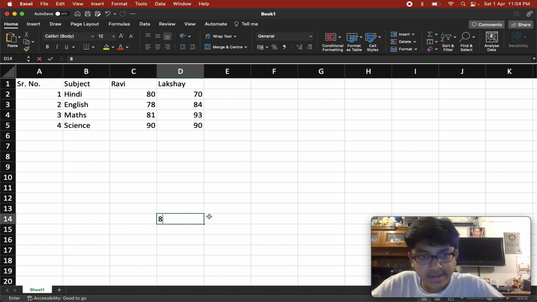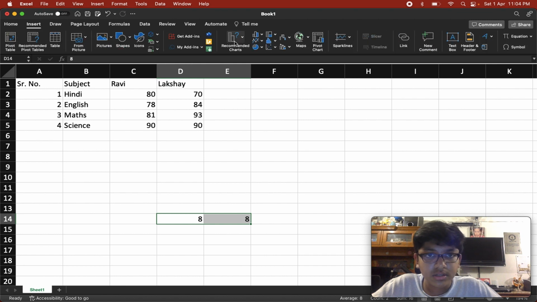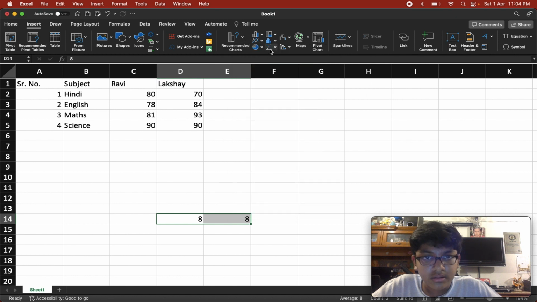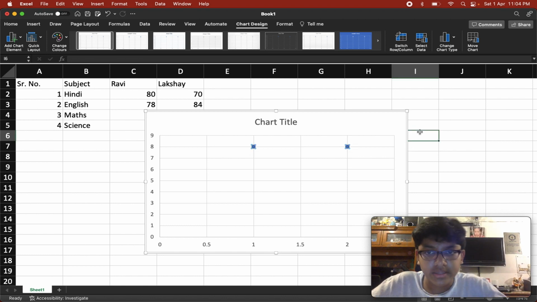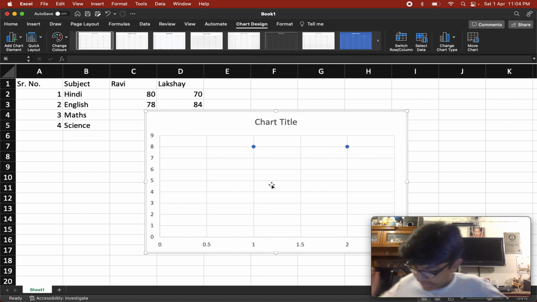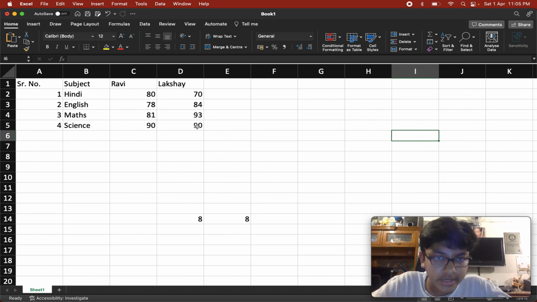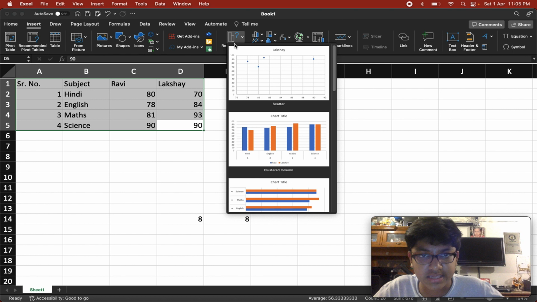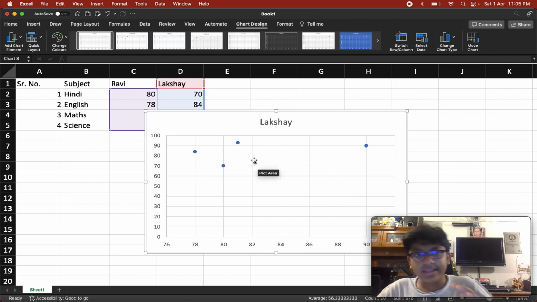If I say 8, 8, and if I select this, insert, recommended chart, and where is it? What is happening? All right, let's read first. The x and y axis are used to represent the data plots on the chart. Alright, let's just use this data only right now. I don't think that this scatter chart is the same as the scatter chart I'm using here. Alright, let's just understand this first, right?